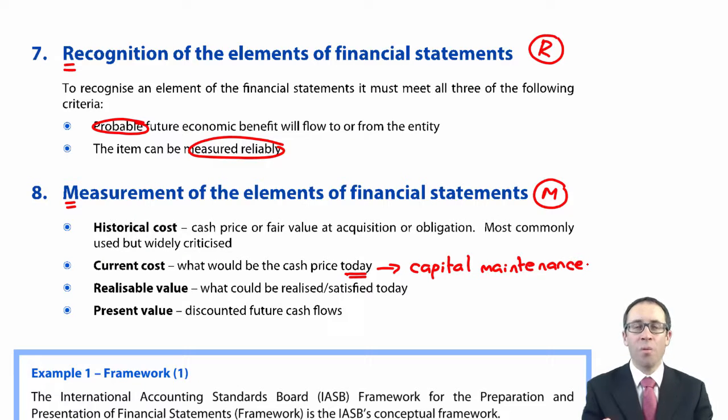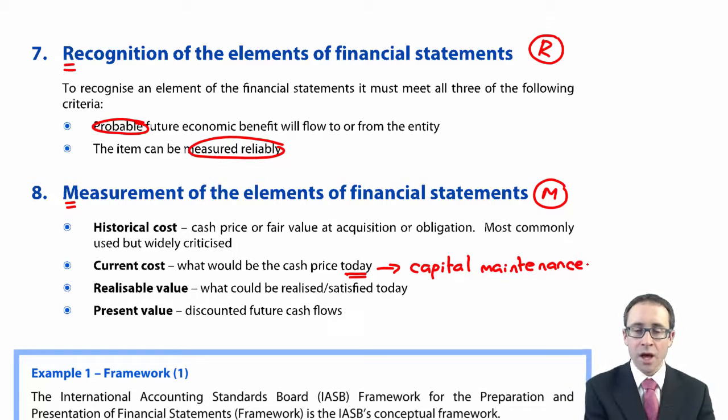So if you like to incorporate inflation, but in most developed economies, inflation is under control. There's no hyperinflation, whereby you have excessive amounts of inflation. So we tend not to worry too much about the current cost method of measuring items within the financial statements. The current cost isn't going to be so out of date so quickly.